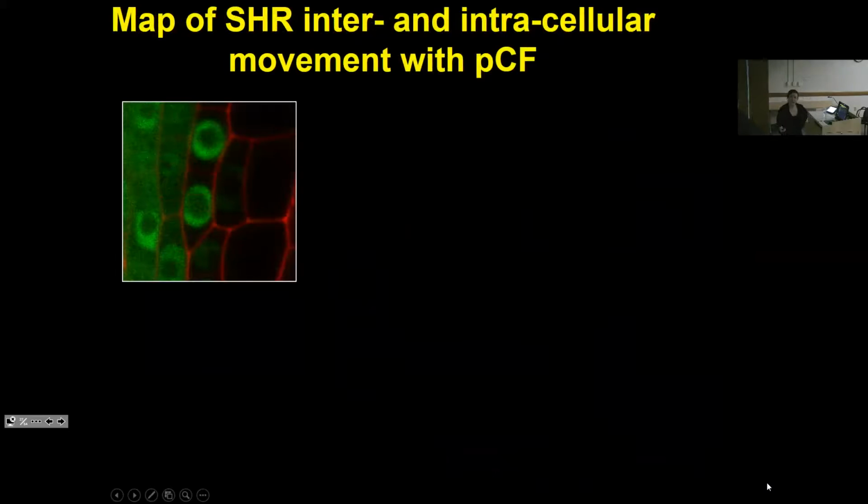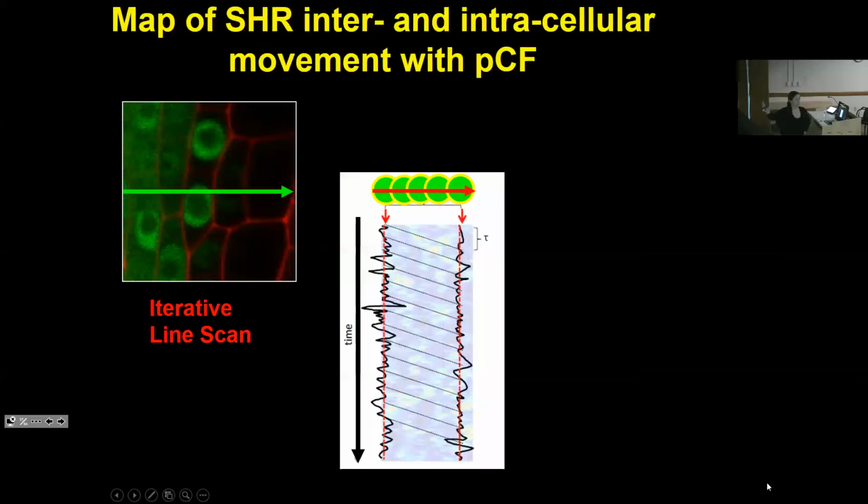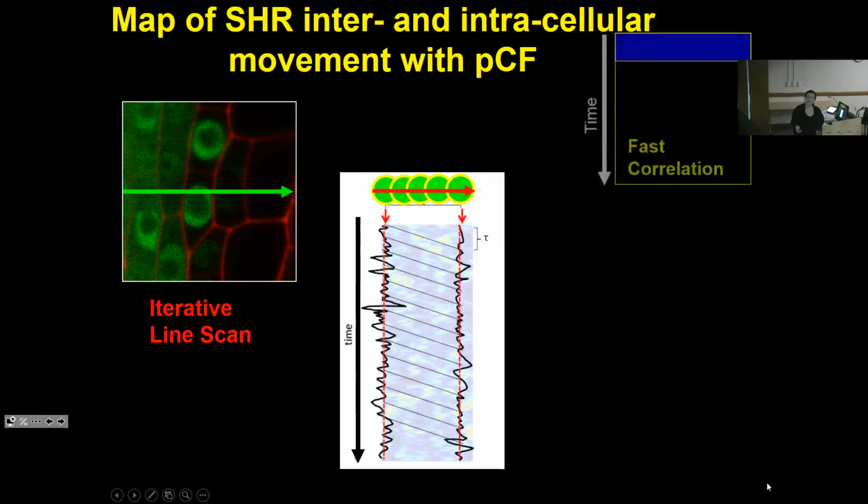And so that is pair correlation function data, where pCF is practically correlating all the intensity fluctuations along a line that spans different cells. So that you can ask the question, does this protein move from this cell type to this cell type to this cell type and vice versa? And if there is a differential movement, where is this differential movement coming from? In order for you to actually read through the heat map that I'm going to show you in a second, I'm going to just show you an exemplified version.